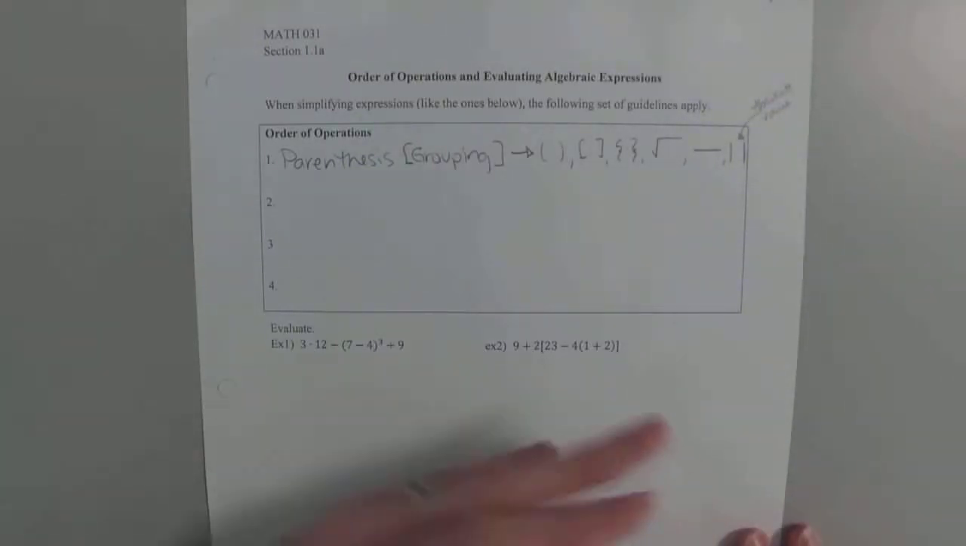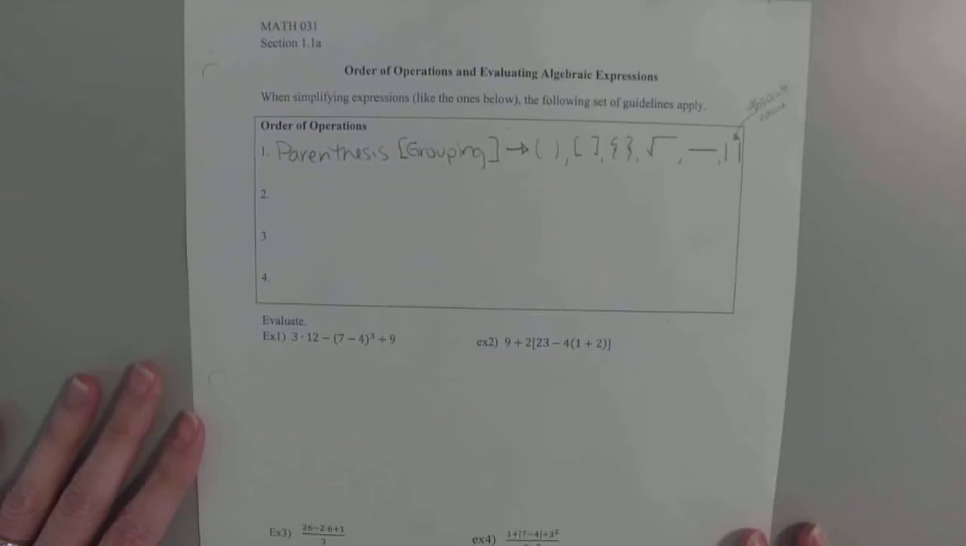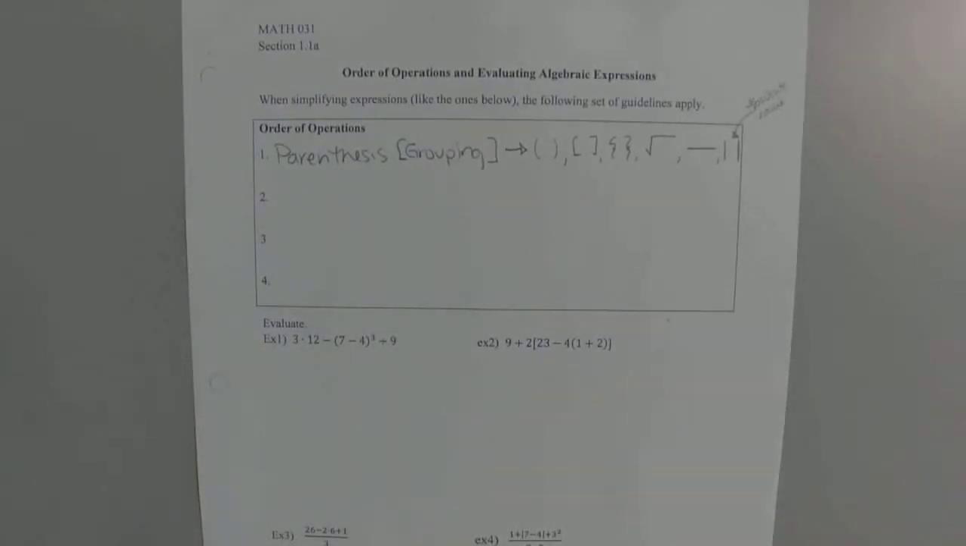Do you guys remember what absolute value is? It's always positive. It's your distance from zero, right? So whatever's in there, it's a distance, so it's always positive. So all of those are things that we're going to attack first. So if you see an absolute value symbol, that's kind of like a parenthesis, right?